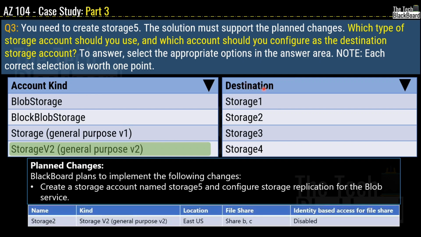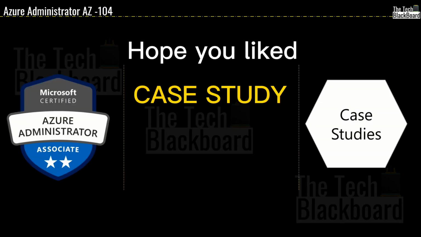Now for the destination. If you remember the specifications of all the storage in the existing environment details section, it was storage 2, that's a general purpose version 2, and that's why storage 2 is the correct answer for the destination.